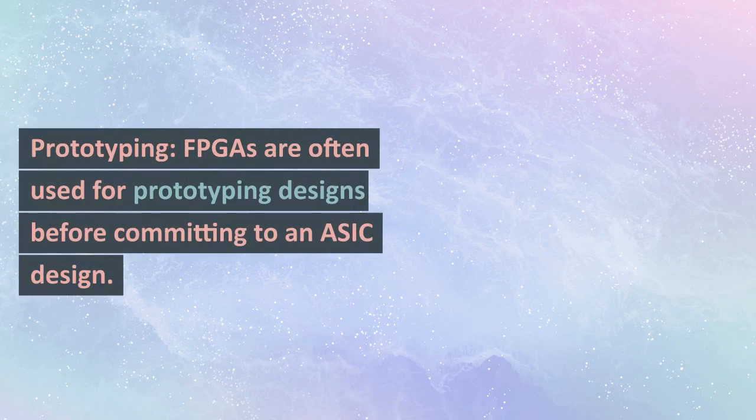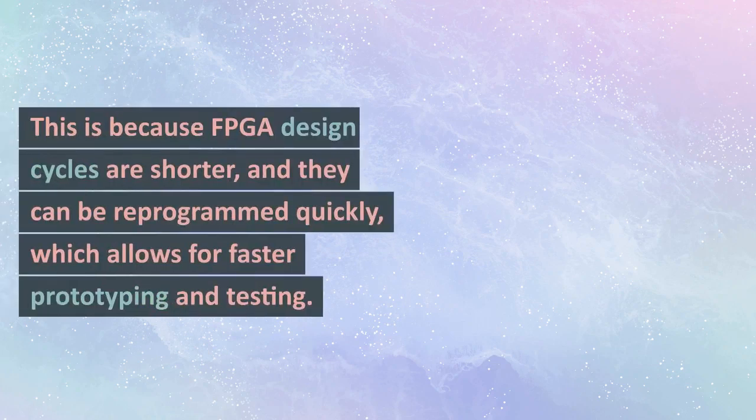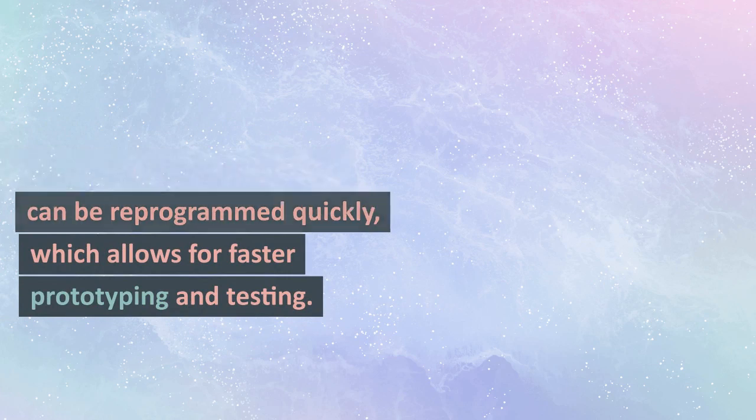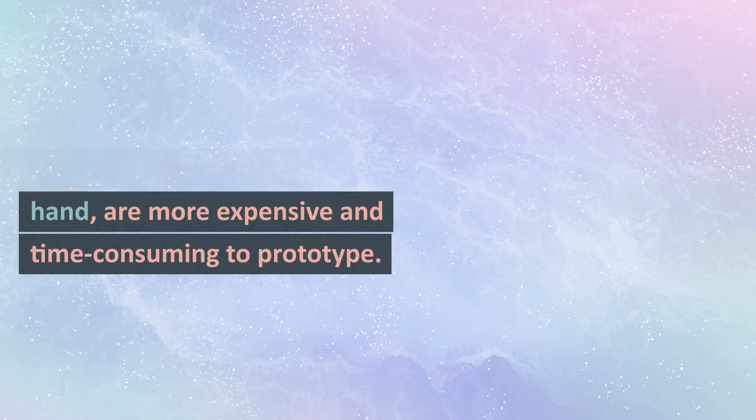Prototyping. FPGAs are often used for prototyping designs before committing to an ASIC design. This is because FPGA design cycles are shorter, and they can be reprogrammed quickly, which allows for faster prototyping and testing. ASIC designs, on the other hand, are more expensive and time-consuming to prototype.